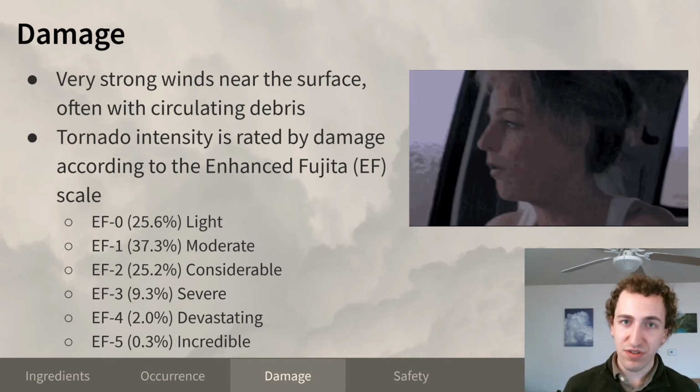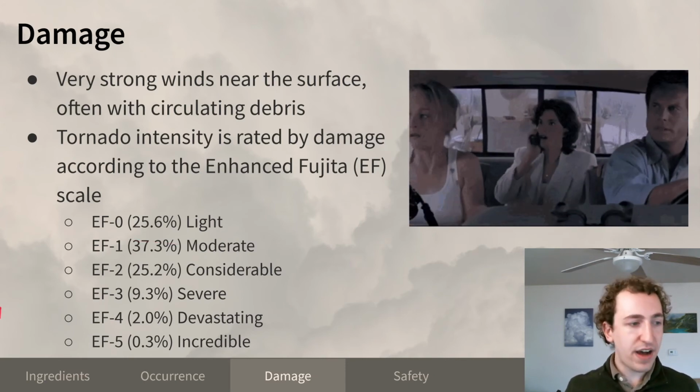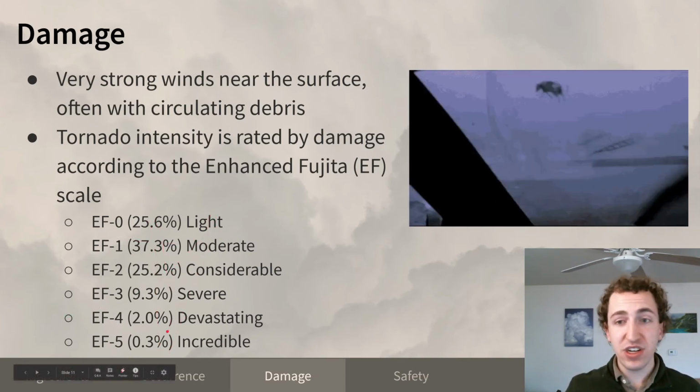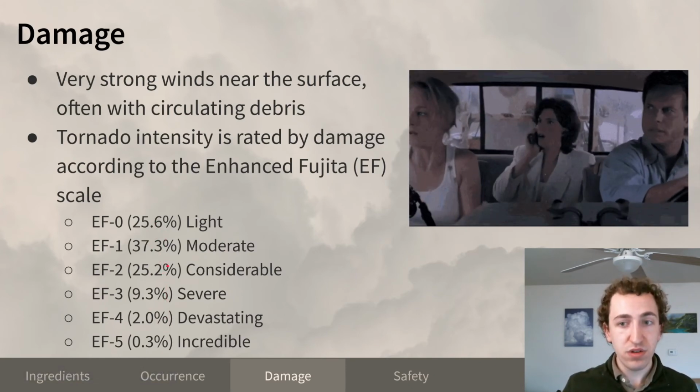The scale that's used for that is called the Enhanced Fujita scale. It's a 0 to 5 scale. The percentage here is about how often they occur. So most often we get EF0 through EF2.